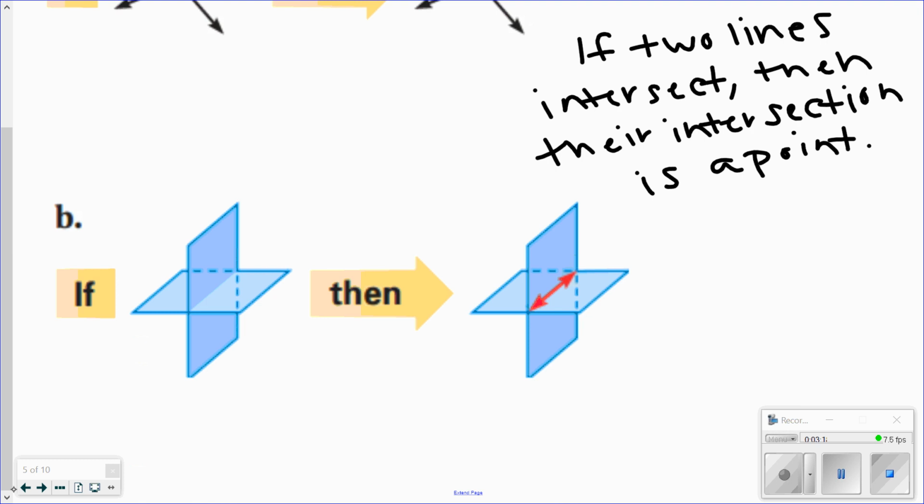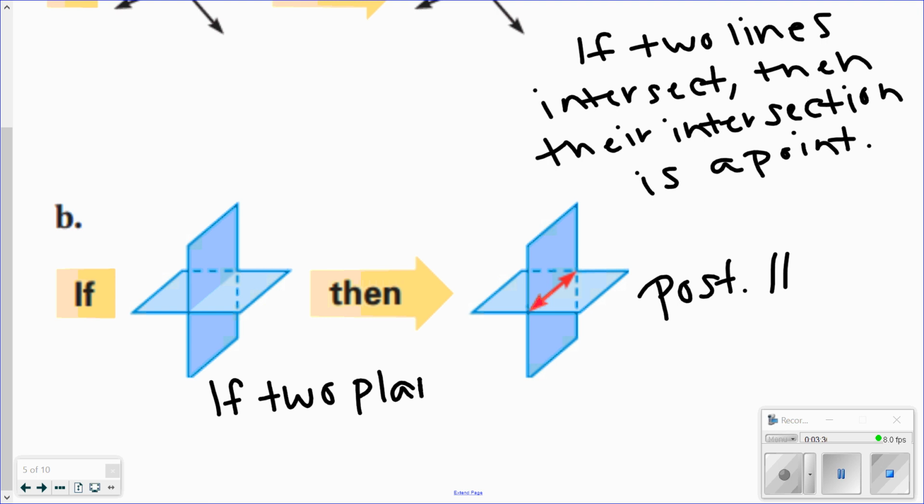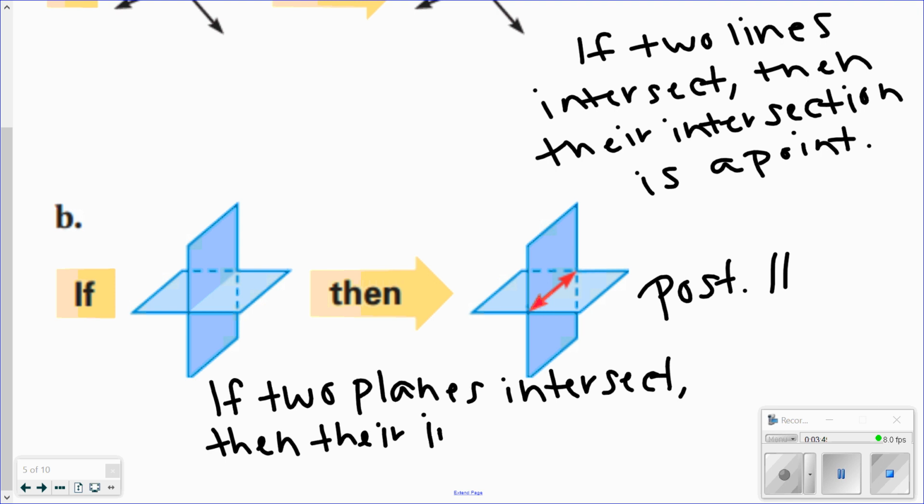Part B, which postulate is this representing? The correct answer is postulate 11, which states if 2 planes intersect, then their intersection is a line.